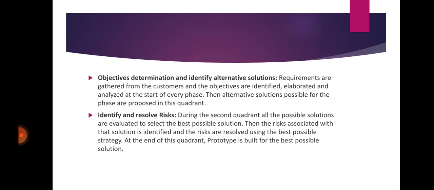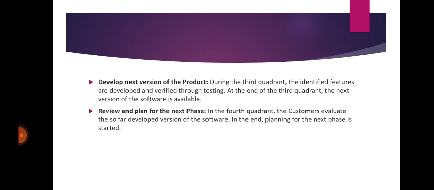So once the customer has given the requirements, we analyze the risk factors in them and develop the best solution to resolve them. After resolving them, we can come to a conclusion about the best solution we have, and then we can implement it. At the end of this quadrant, a prototype is built for the best possible solution. Okay, the next slide is about developing the next versions of the product.